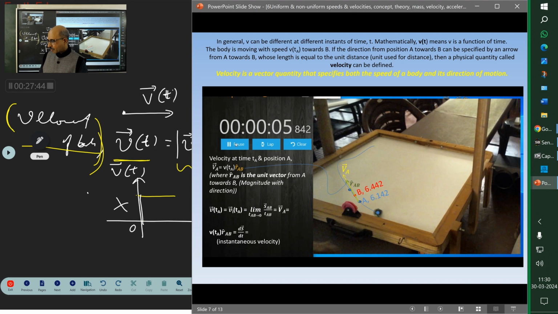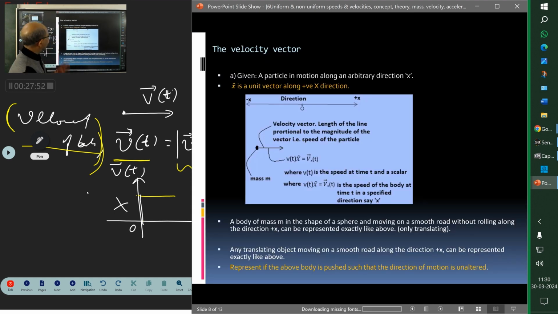Okay. Because once again, I wanted to remind you this is the 6th class. Now, we will discuss more about this velocity vector. Right? So, you see this diagram, very important.